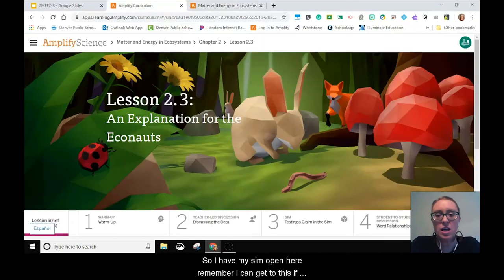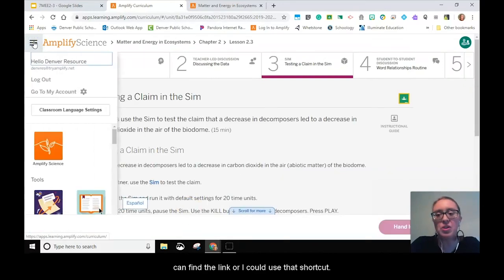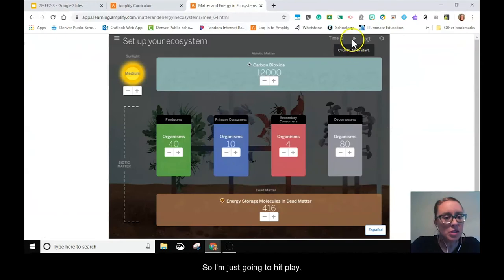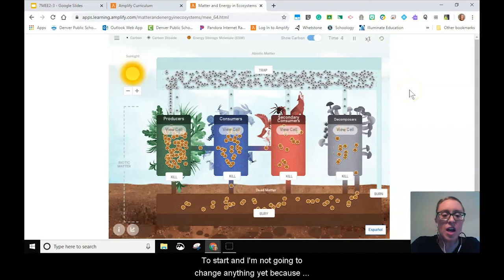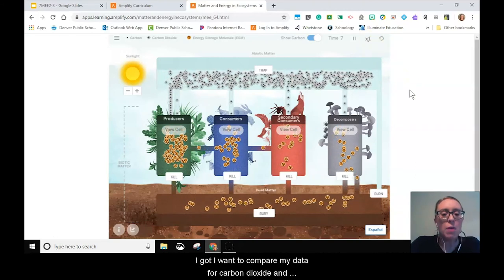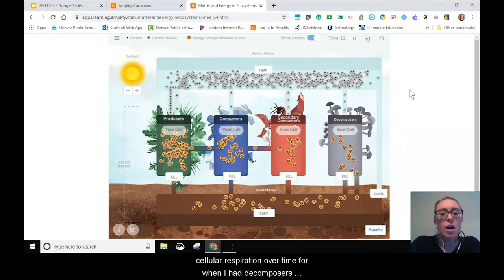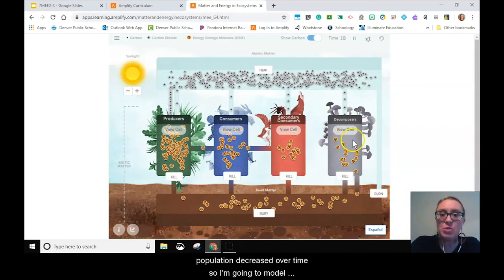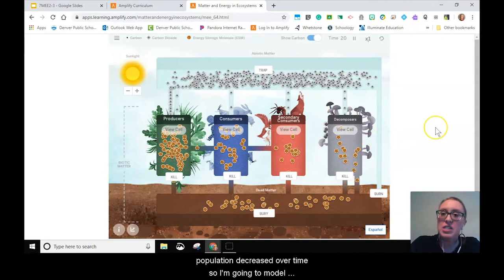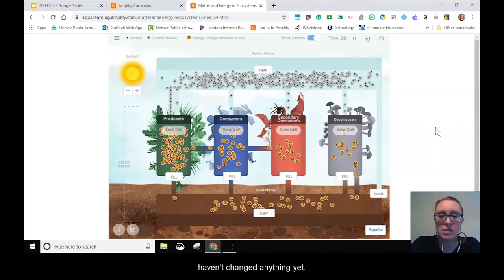Remember, I can get to this if I'm following along, Lesson 2.3. I'm now in activity 3 here. I can find the link or I can use that shortcut. So I'm just gonna hit play to start. And I'm not gonna change anything yet because, again, I wanna compare my data for carbon dioxide and cellular respiration over time for when I had decomposers, because the biodome had some to start, but then the population decreased over time. So I'm gonna model that, I'm gonna mimic that here in my sim setup.